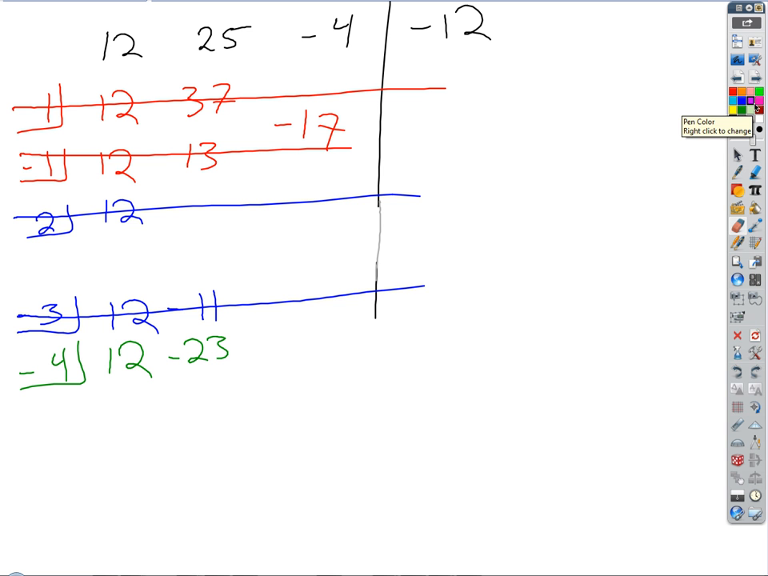Okay, so here we go. Let's try the negative 2. I think that should have been the winner. So there's my 12. Negative 2 times 12 is negative 24 plus 25 is positive 1. There we go. Negative 2 times positive 1 is negative 2 plus negative 4 is negative 6. Negative 2 times negative 6 is 12. 12 plus negative 12 is 0.